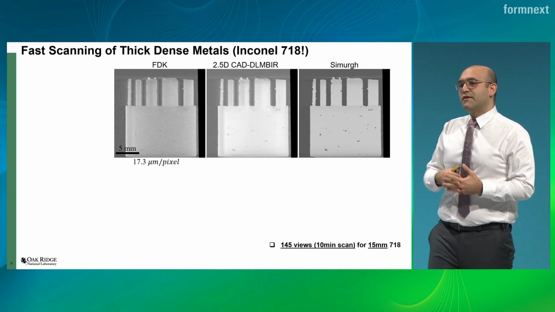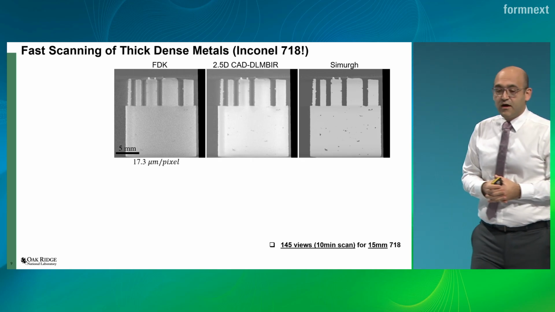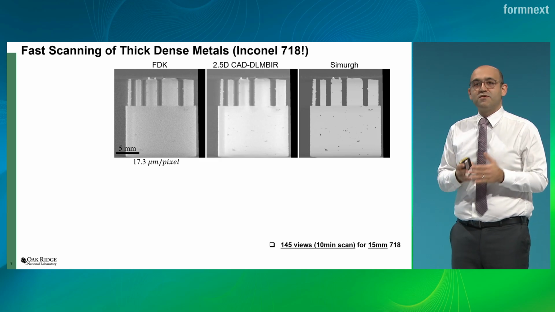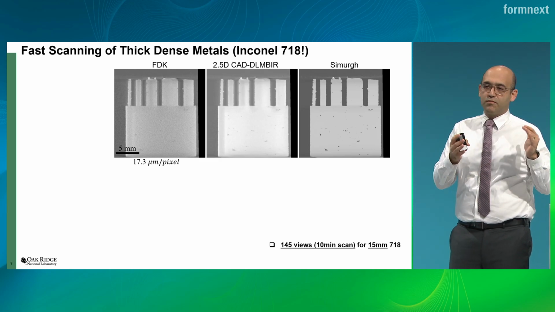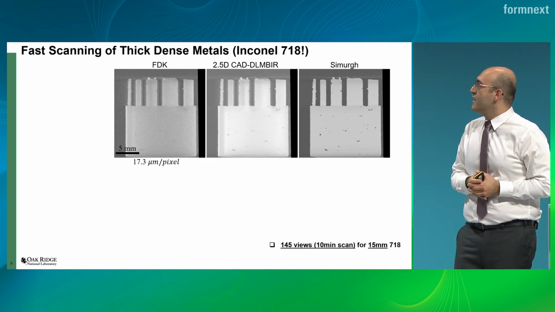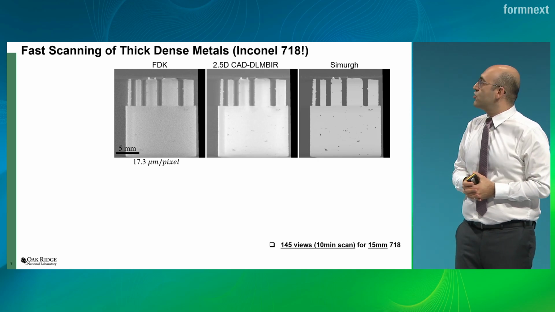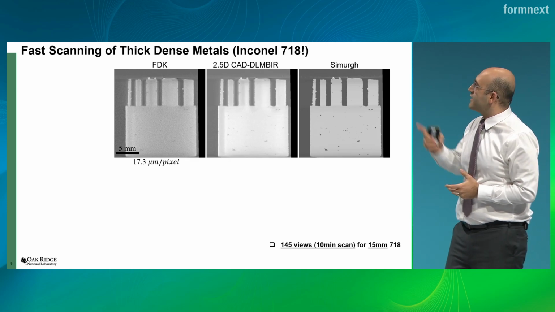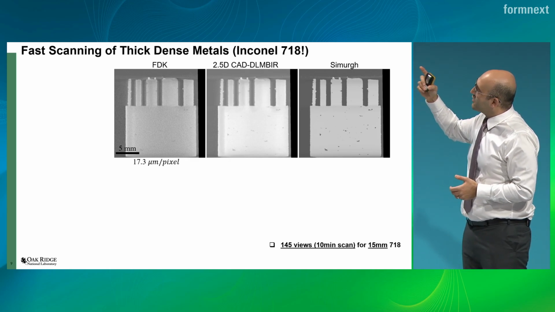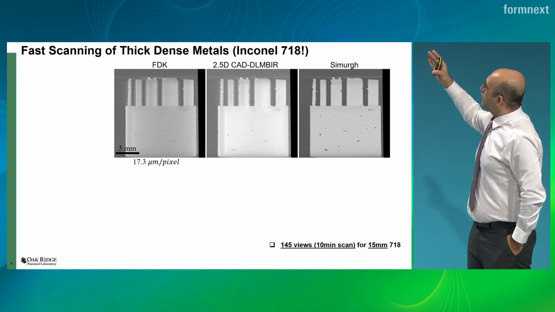Now we go even a step further. Here we are looking at the Inconel. Inconel is 2.5 times denser. It is much more problematic for CT, and typically we need a 2-hour scan with the same sample that I just showed. Here we did a 10-minute scan. FDK is what the standard algorithm is giving you, and these two are results.